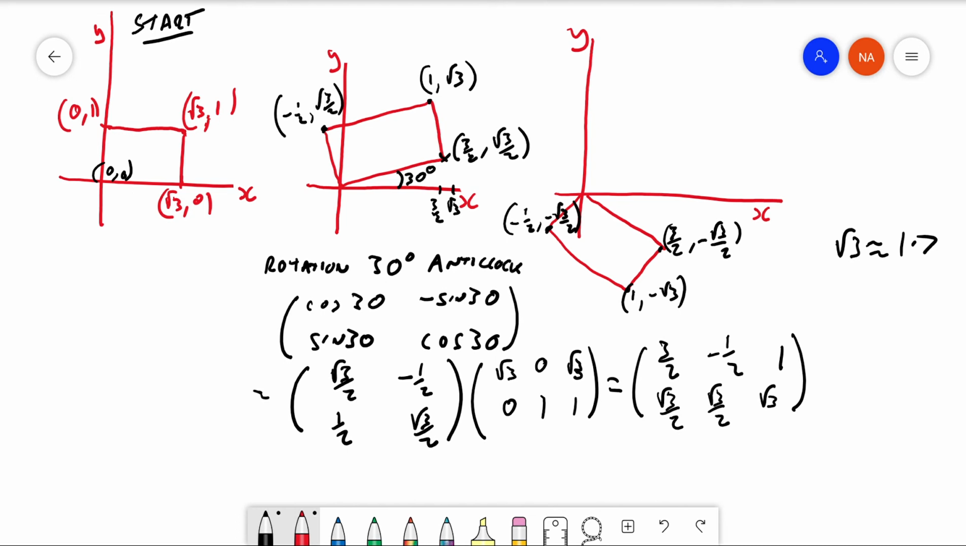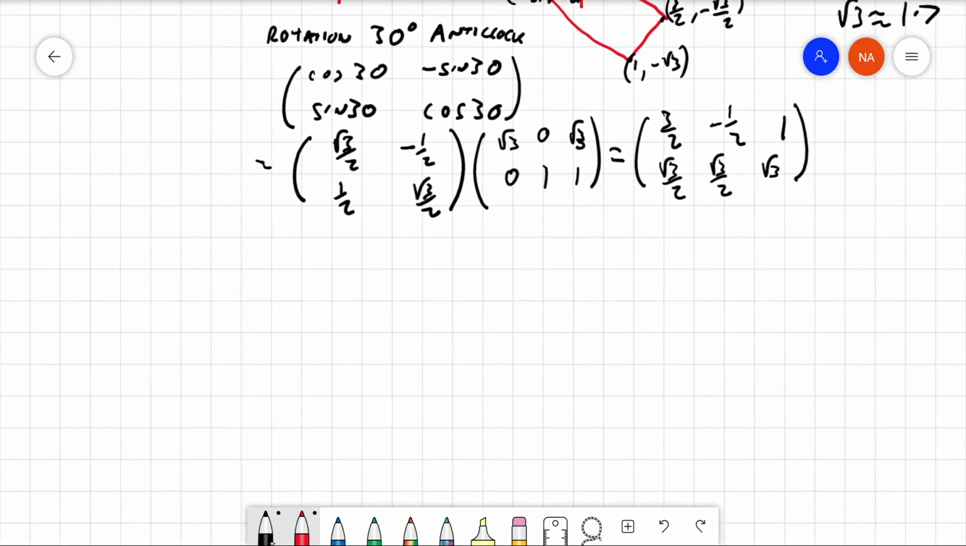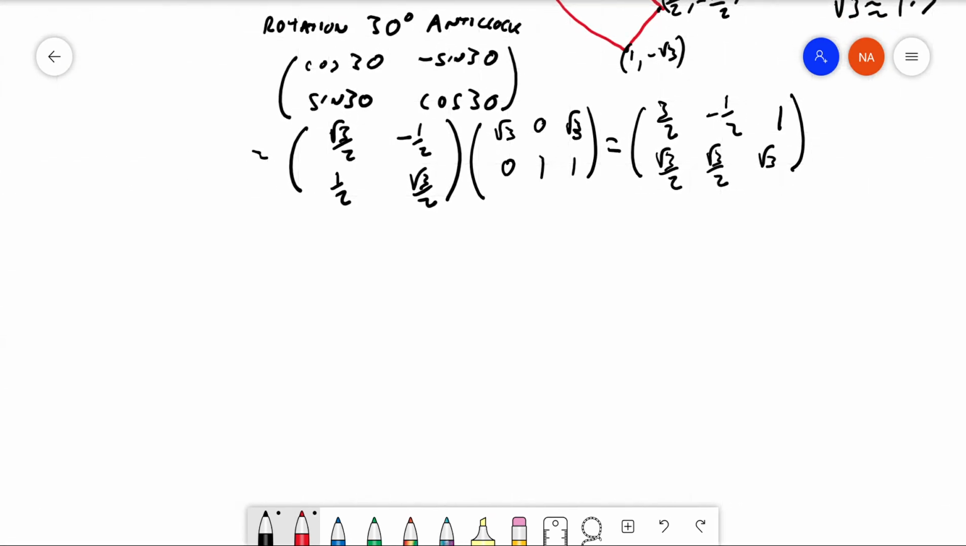Okay, Part 2. We have to find the composite linear transformation. Okay, here we go. Well, in that case, I'm going to need to know what the reflection in the x-axis is. So here we go. I need to know what that is. So reflection, x-axis.